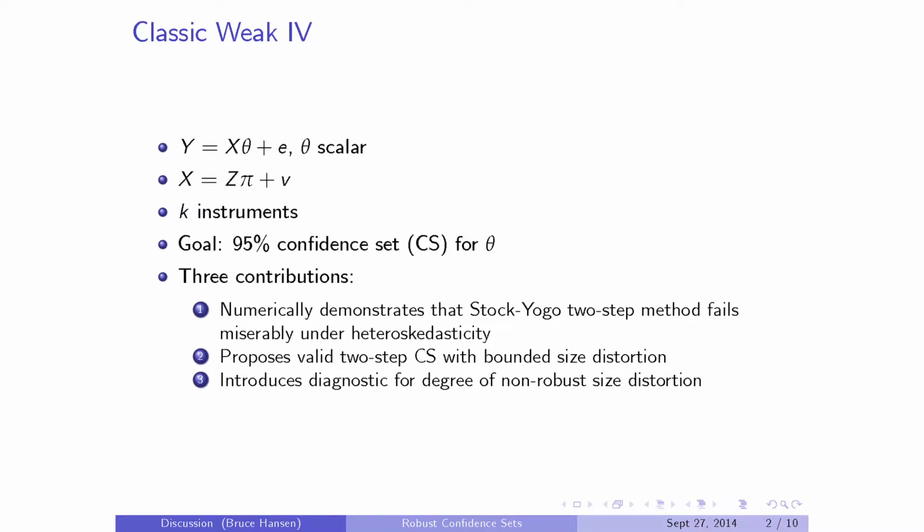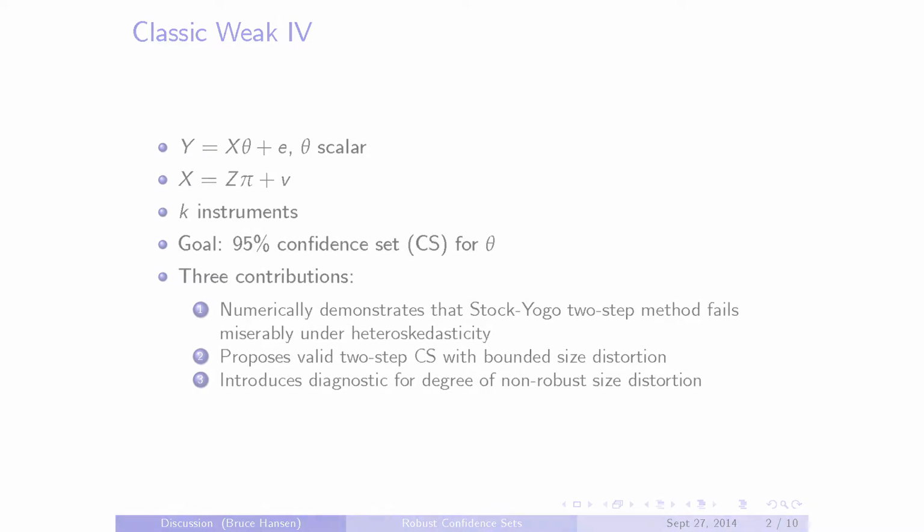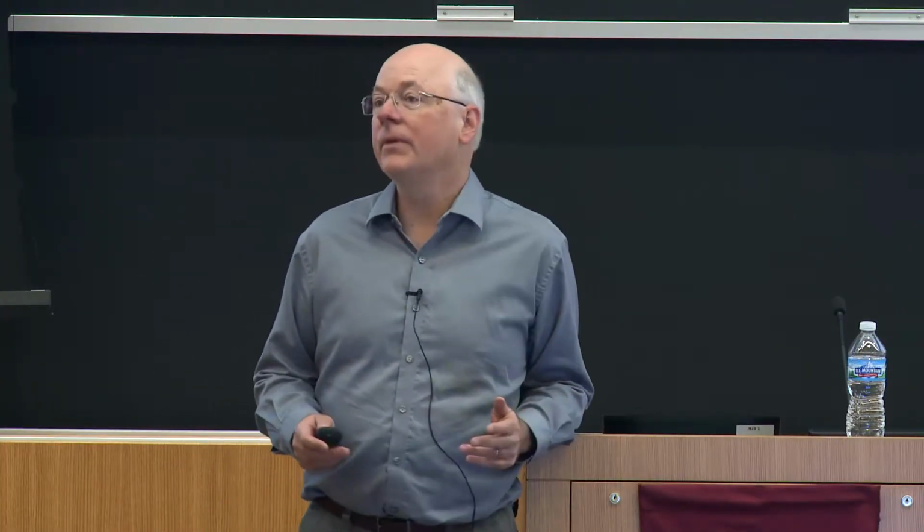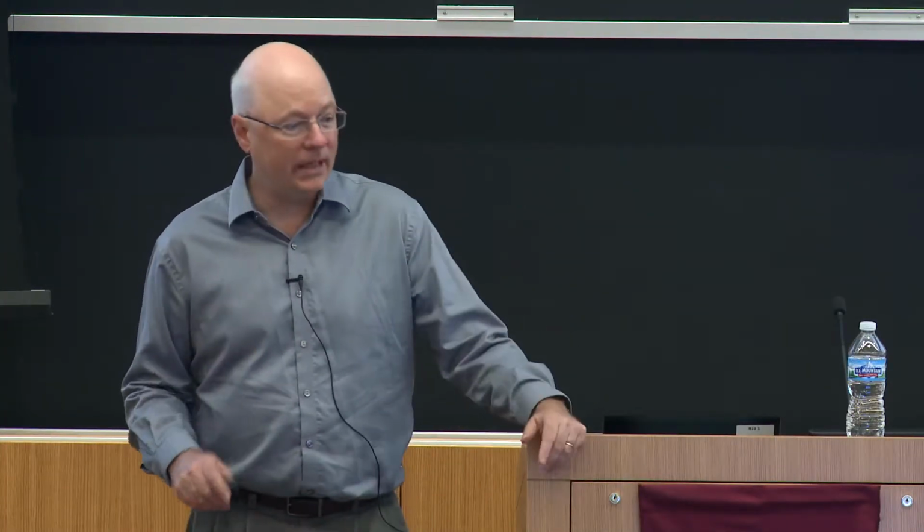I see the paper as having three main contributions. One, he numerically demonstrates that Stock-Yogo two-step fails miserably when there's heteroskedasticity. Second, he proposes a two-step confidence set which has bounded size distortion. And three, he introduces a diagnostic, this gamma hat, which tells us the degree of the non-robust size distortion that we have.